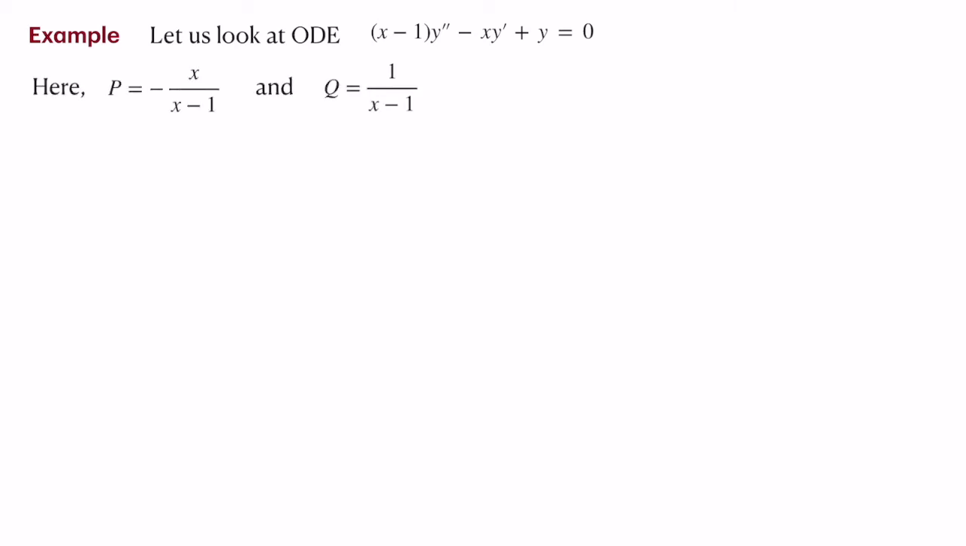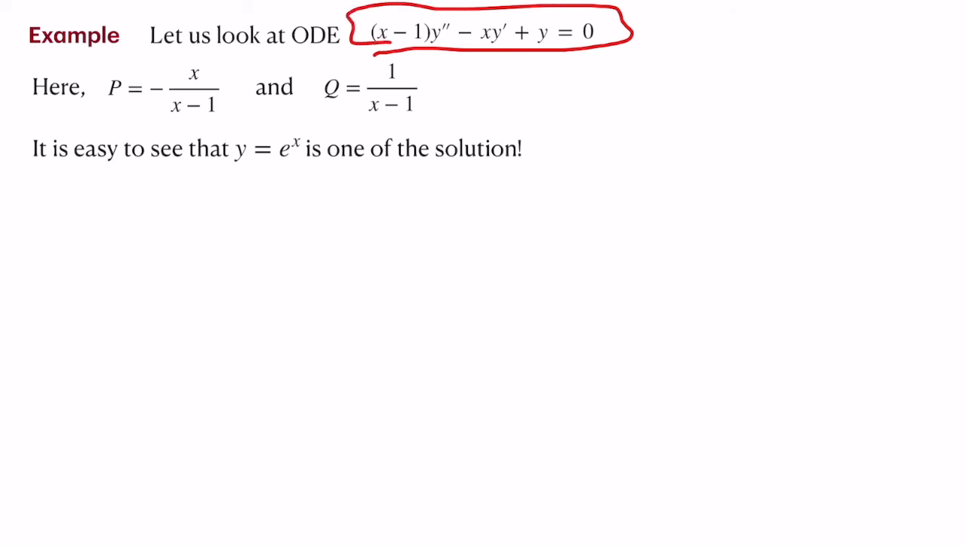So let's take an example. Let's look at the ordinary differential equation x minus 1 times y double prime minus x y prime plus y equals 0. In this case, capital P is equal to minus x by x minus 1 and q is equal to 1 by x minus 1. Well, one of the solutions to this differential equation is given by y equals e power x. How do we know that? It is given to you, so you don't really have to.